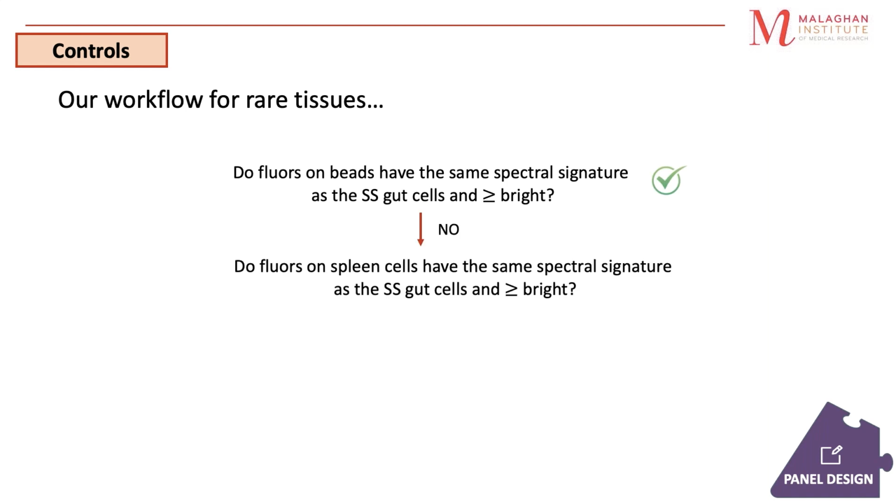If no, can we use spleen cells? Do the fluorophores on spleen cells have the same spectra as in gut cells, and are they equally bright or brighter? If yes, for this control, we would use spleen cells as controls. If no, we would need to use cells from gut. I would like to say that in our panel, we only ended up using 2 controls from gut.